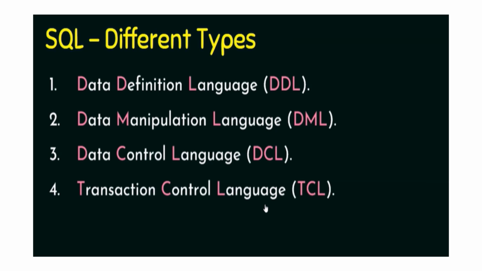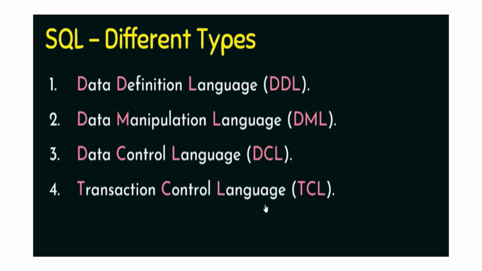The third type is data control language, known as DCL. These DCL commands are used to control the access and permission in the database. Examples include grant and revoke. It is used to control the access, giving the permission or revoking the permission.